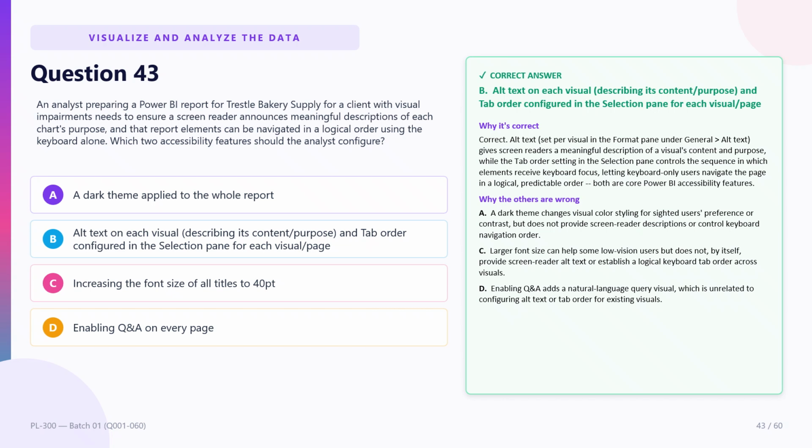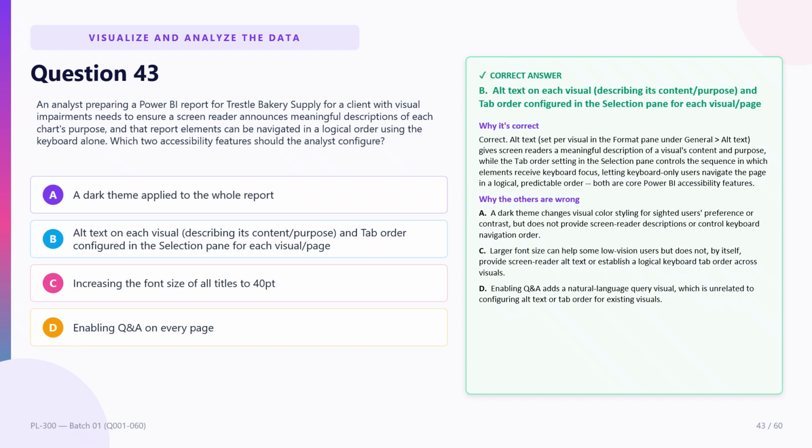The correct answer is B. Alt text on each visual, describing its content, purpose, and tab order configured in the selection pane for each visual page. Here's why. Alt text, set per visual in the Format pane under General, Alt text, gives screen readers a meaningful description of a visual's content and purpose, while the tab order setting in the Selection pane controls the sequence in which elements receive keyboard focus, letting keyboard-only users navigate the page in a logical, predictable order.